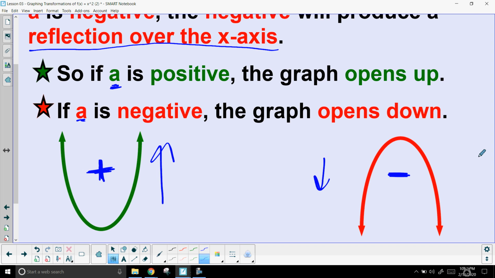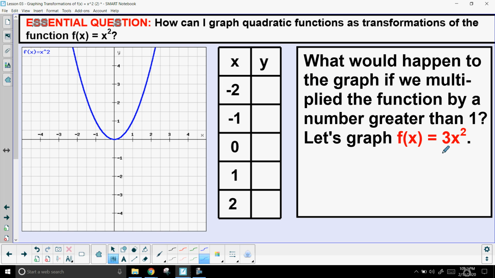Now we're going to incorporate a +3 in front of the x squared. So again, throw in the substitution in there. 3 times -2, because x is our input, squared. Do the exponent first. -2 squared is 4. 4 times 3 is 12. Again, it's mental math. Throw in -1. -1 squared is 1. 1 times 3 is 3. 0, it's just 0. 1 squared is 1. 1 times 3, 3. You see the pattern. 2 squared is 4. 4 times 3 is 12.